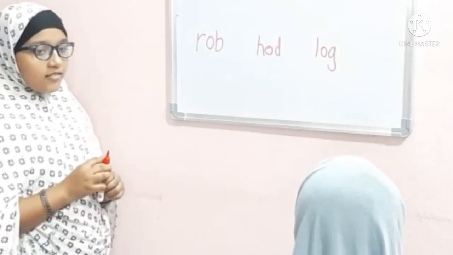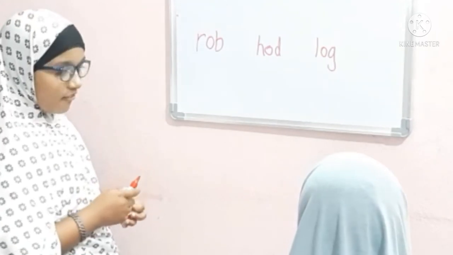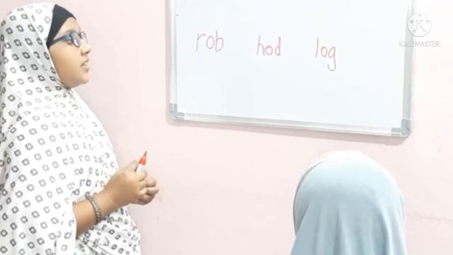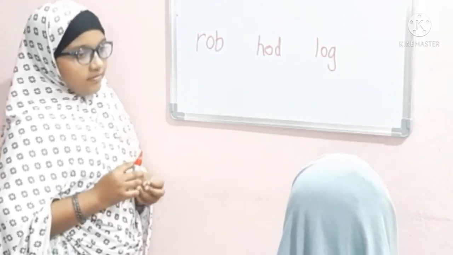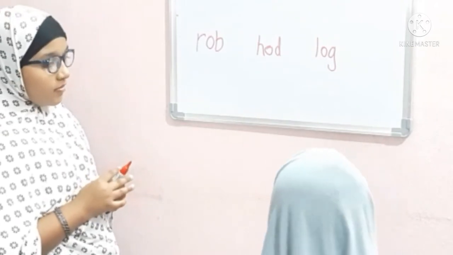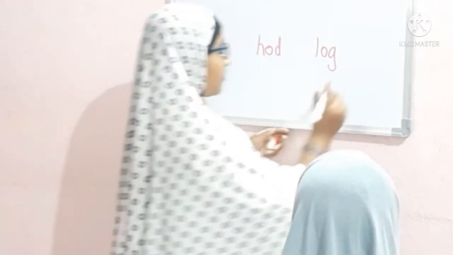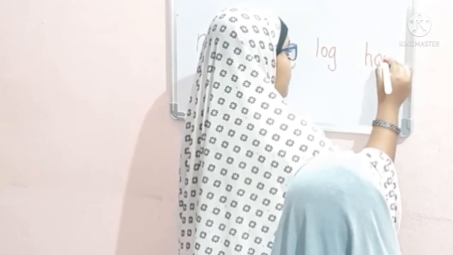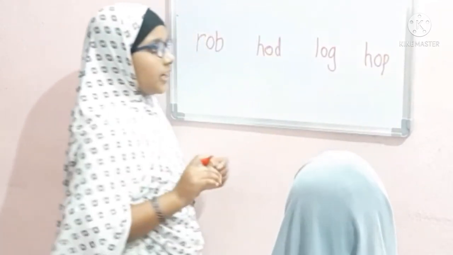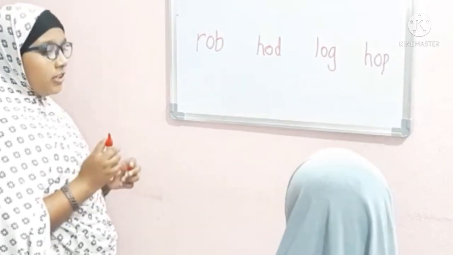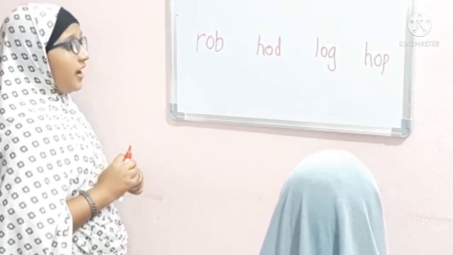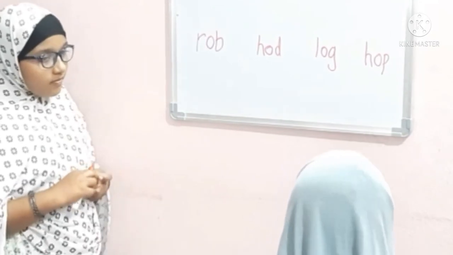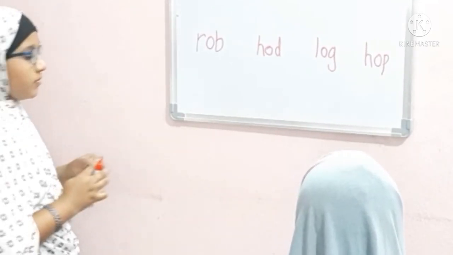What is this, Aliza? L-O-G. What is the sound of L? La. And what is the cluster? OG. La, OG, log. What is this, Aliza? H-O-P. What is the sound of H? Ha. And what is the cluster? OP. Ha, OP, hop.